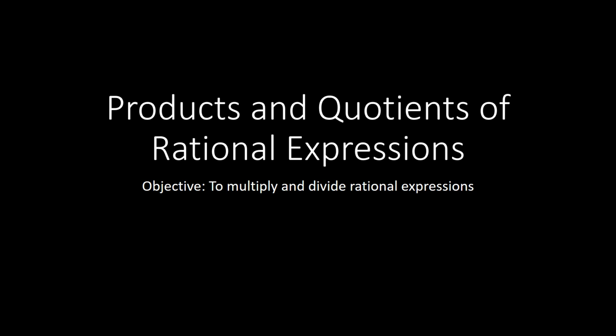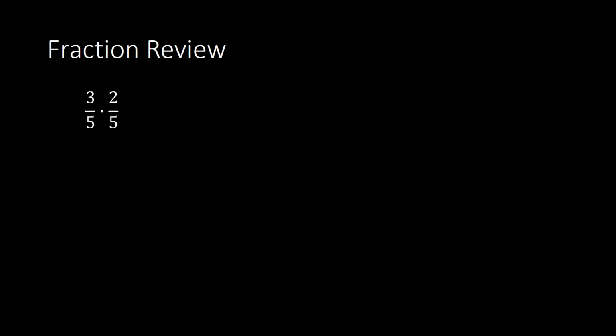Now, many people struggle with fractions, so I'm going to do a quick review with fractions just to remind you of how the laws work. So here we have 3/5 times 2/5. When you're multiplying, you multiply the numerators together, so the 3 times 2, then you multiply the denominators together to get 5 times 5. So what you have is going to be 6 over 25.